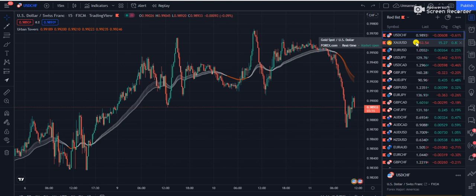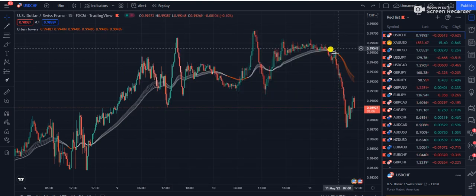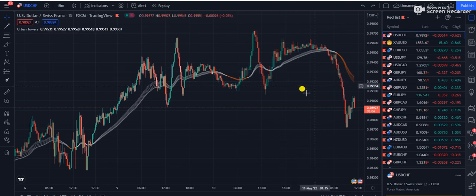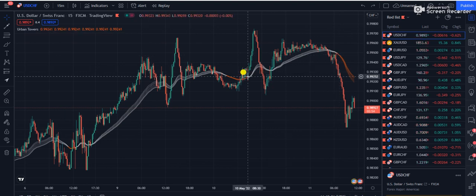Okay, guys. So this indicator is very special. The name of the indicator is Urban Towers by Monicor, and it has 322 downloads till now. So guys, what it does, basically, is provide you with the sell position when it changes its band color to orange. This will be the weakness of the market, and when it turns its band to white and you see any candle close above it, it's kind of a bullish sign, right?